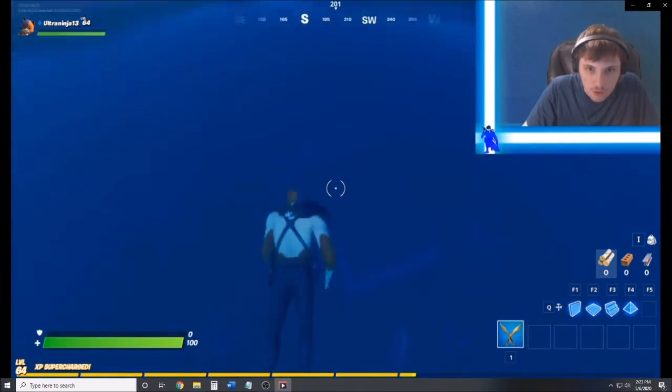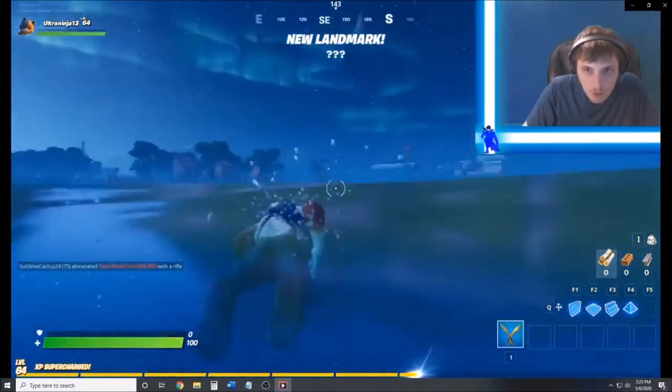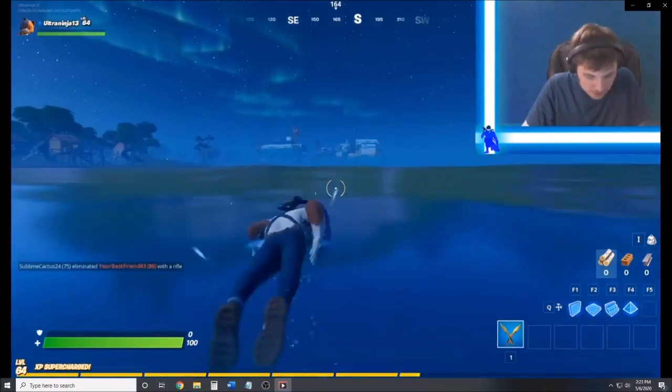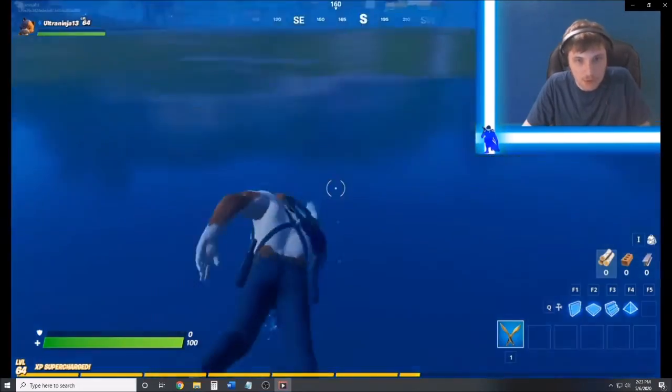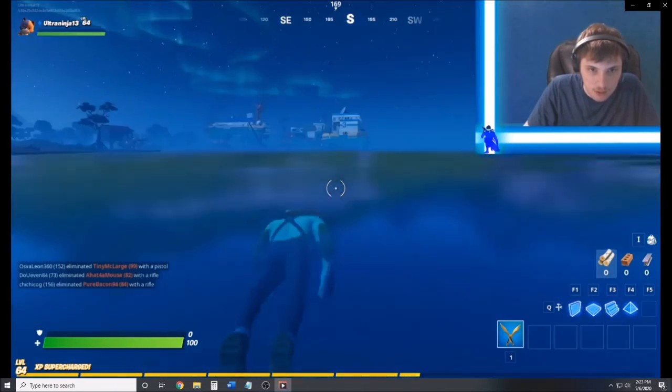Is that a vault? There's a vault there. Oh, I got the unknown landmark. Oh, no, I didn't. I found another one. I found a secret vault.